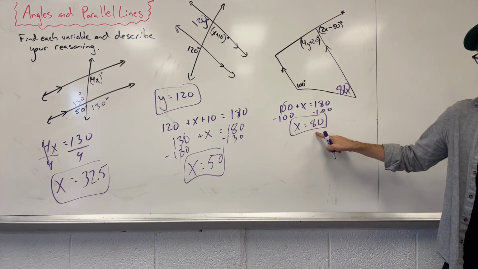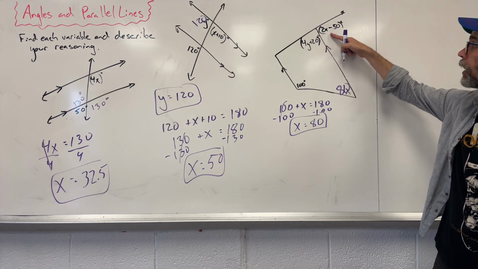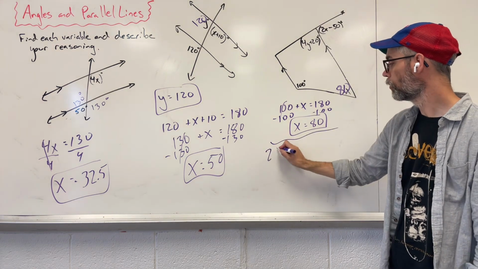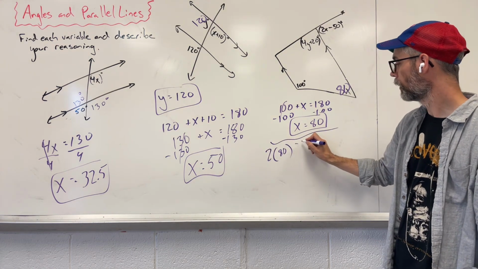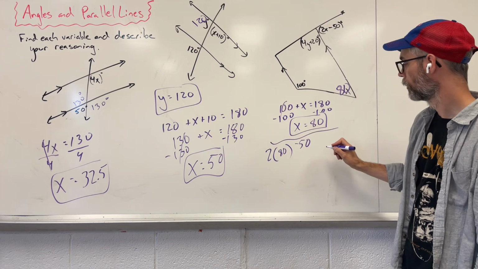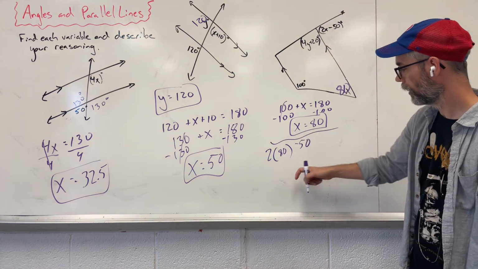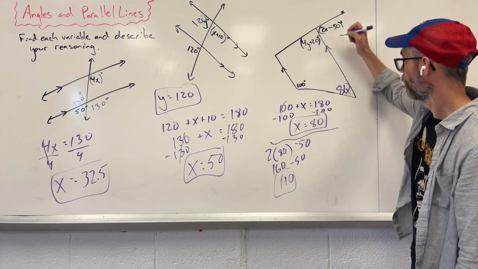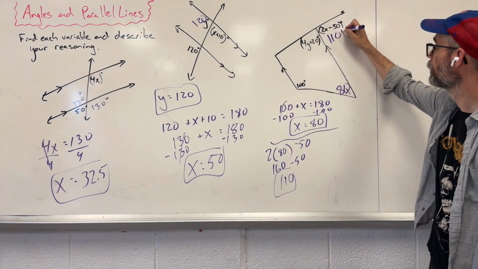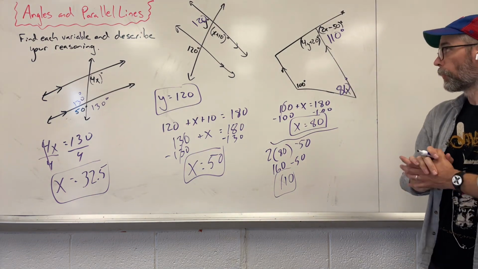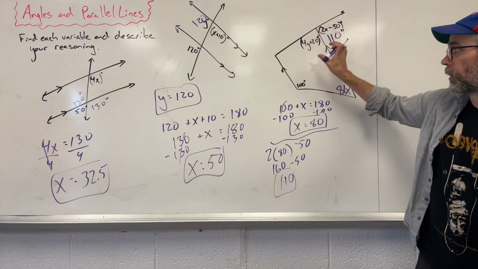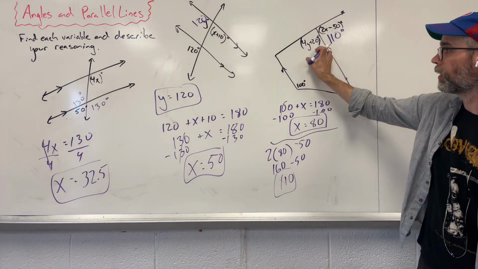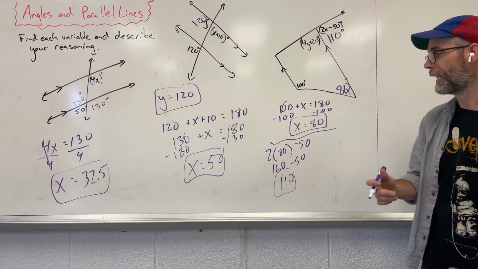Now I can also take this 80 and plug it back up here and figure out what this whole angle is. Let's try it. So we say 2 times 80 minus 50. As we plug that in, you get 160 minus 50, giving us 110. This whole angle up here is 110 degrees. Now we can use this answer to help find this because these two are now supplementary. If I add this with this together, they're going to give us 180.